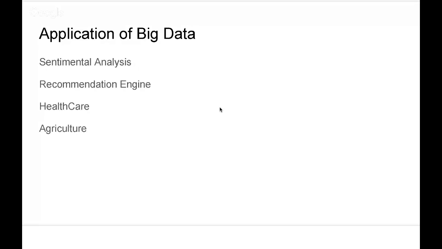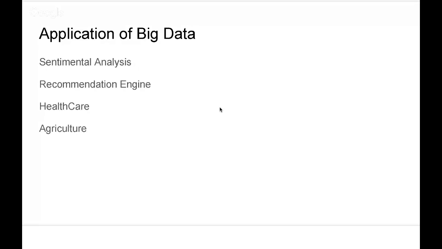So the first application is sentiment analysis. I will show you how sentiment analysis is done from end to end, from starting to the end. Second one is the recommendation engine. Third one is healthcare and agriculture. These are just examples; big data applications are not only in these areas. There are many areas, and we have some time limitation, so we can't discuss all those applications. But when you come into this domain, you will explore many regions where big data is applicable.